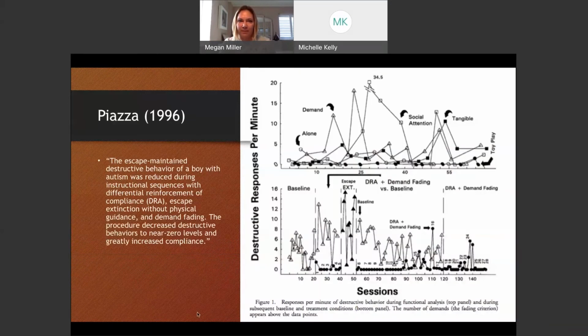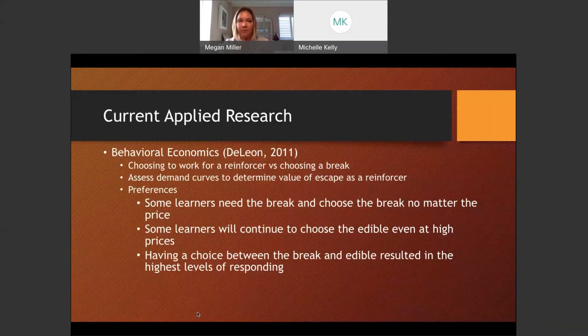I'm not going to go through these because, like I said, we don't have a ton of time, but feel free to look at those and let me know if you have questions. The current applied research, which isn't even that current anymore, it's from 2011, but Iser de Leon presented at ABAI Autism in 2011 on using behavioral economics. And they looked at what would learners choose to work for. They offered a reinforcer and they offered taking a break. And the reinforcer was a tangible item, because obviously a break can be a reinforcer as well. They assessed what's called the demand curve to determine the value of escape as a reinforcer.